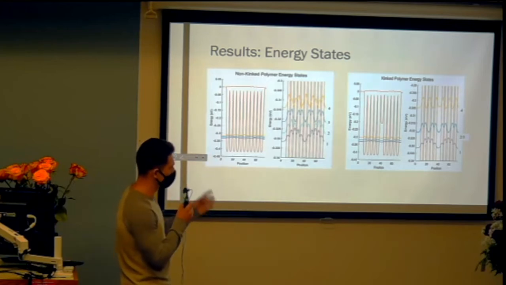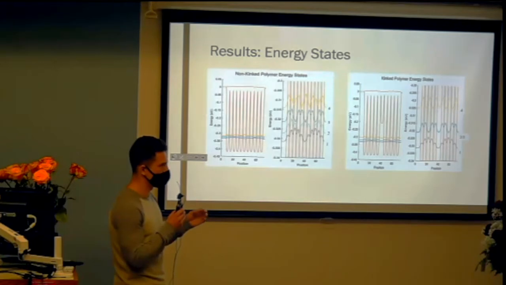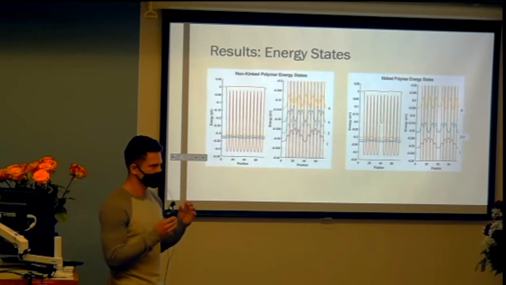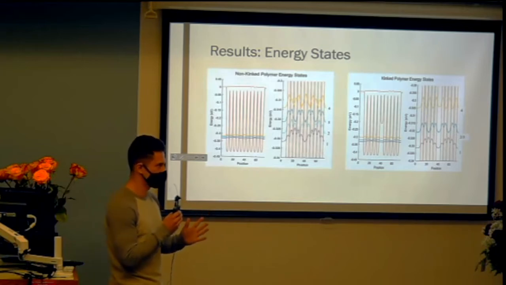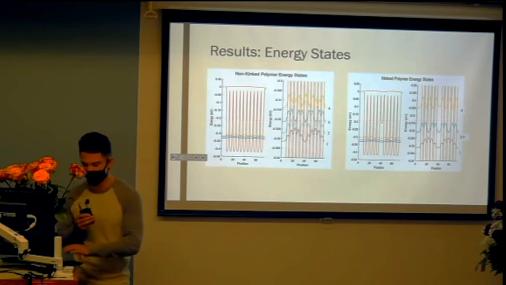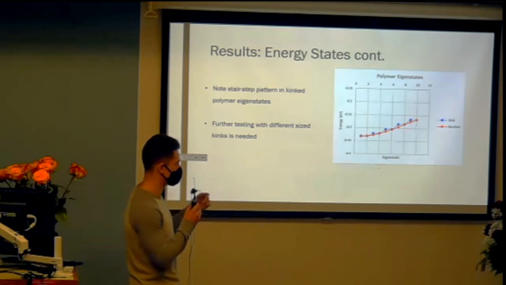However, in the kinked polymer, you see we have an overlap in 2 and 3, and this is caused by degeneracy, which is when you have more than one eigenstate at the same energy level. This is caused more often than not by symmetry, usually in the Hamiltonian, of the values you put in, so you get the same energy level for different eigenstates. This is more easily seen if you plot the energies of each eigenstate. If you look at the kinked, it moves up in a stair-step pattern. This is another way of visualizing that this is degenerate.